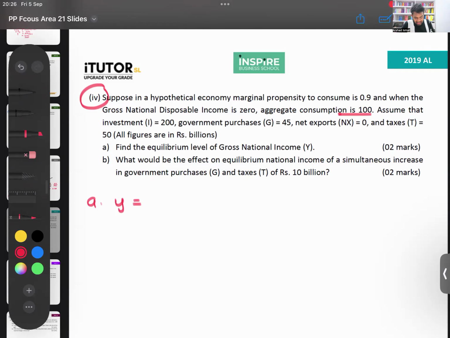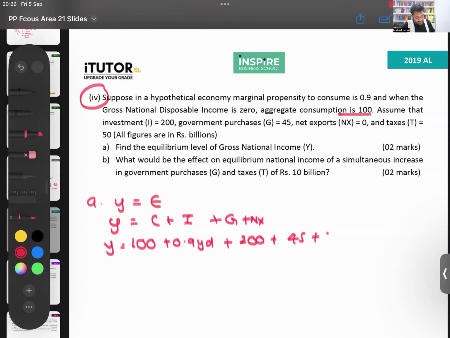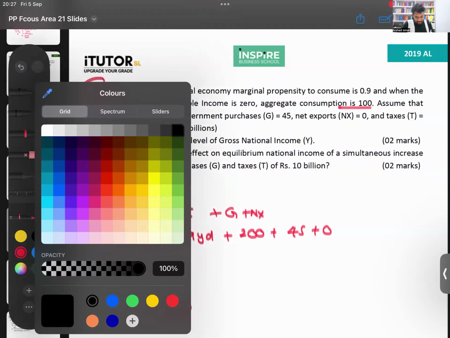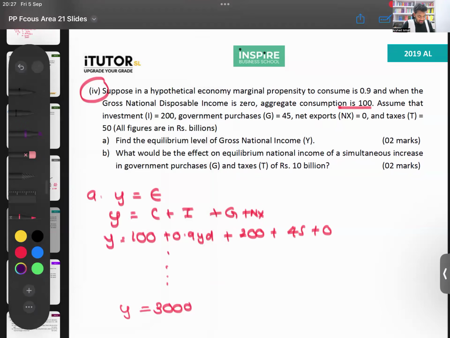So Y is equal to E. I will just write down the equation. C plus I plus G plus net exports. Consumption is 100 plus 0.9 YD. Investment is 200. Government purchase 40, net export 0. So you have to convert the YD into Y. I hope you all can do that. How much do you get as Y? 3,000. Okay, so easy, 2 marks. You should be experts now. It should be 3,000. Be a little careful with this: YD convert into Y also.